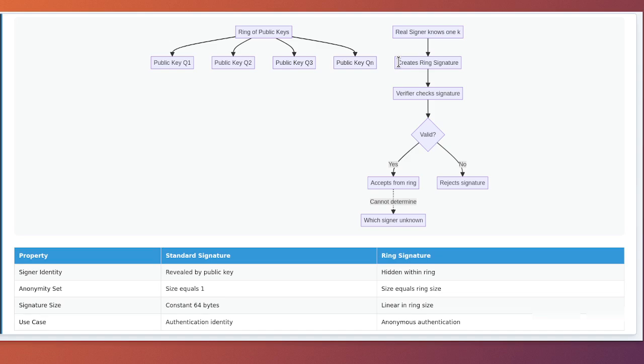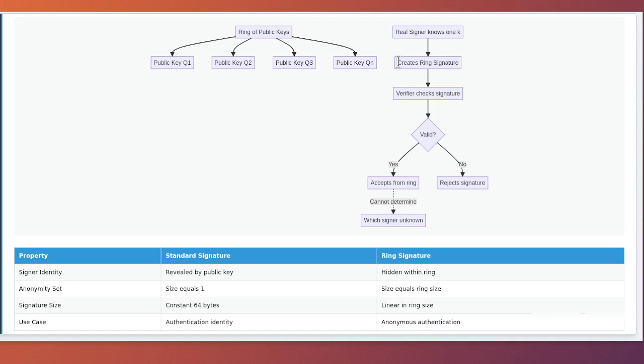In step 1, the signer chooses random nonces for all positions except their own position j. For each i not equal to j, the signer chooses random Ri and Si. For their own position j, the signer chooses random rj. In step 2, commitments are computed. For positions i not equal to j, compute Ri equals Si times G minus hash i times Qi, where hash i is some challenge value the signer chooses. For position j, compute Rj equals rj times G.